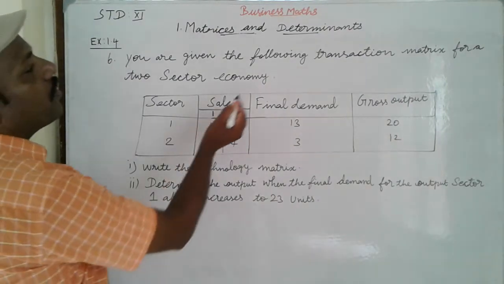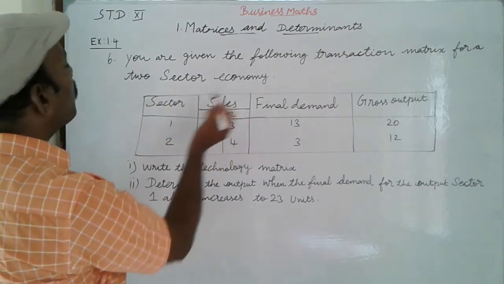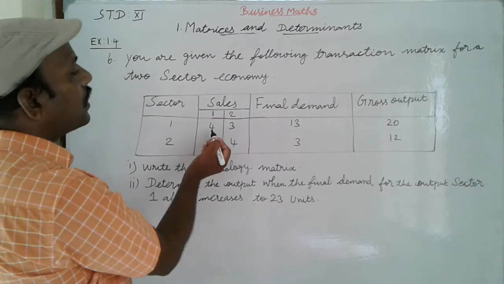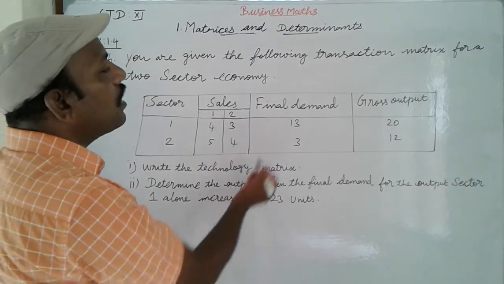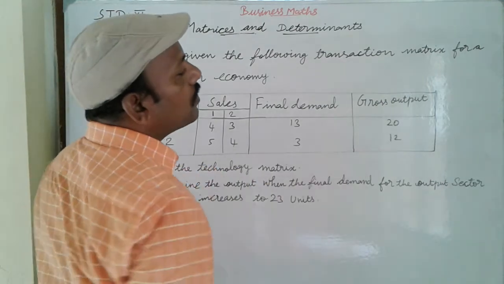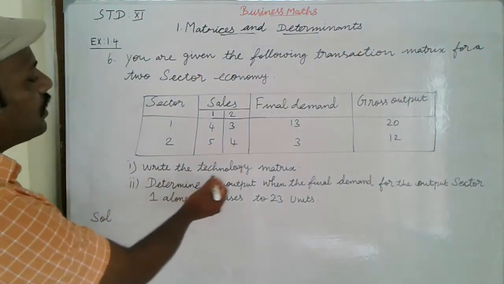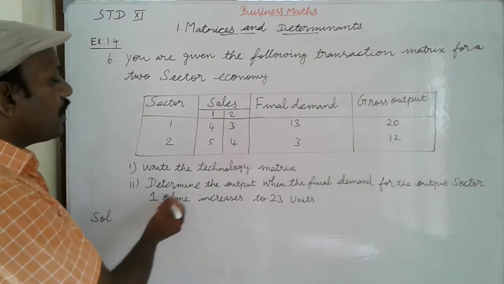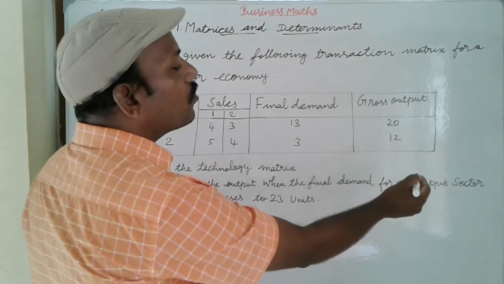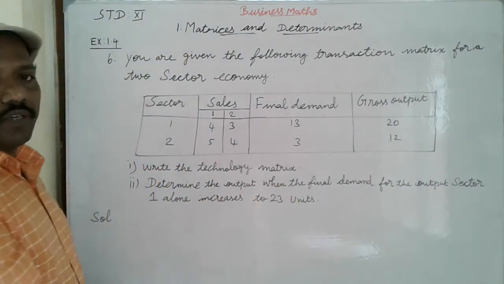You are given the following transaction matrix for a two sector economy. Sector 1, 2, sales is 1, 2 is given 4, 3, 5, 4. Final demand is 13 and 3. Gross output is 20, 12. First question, write the technology matrix. Second, determine the output when the final demand for the output sector 1 alone increases to 23 units.